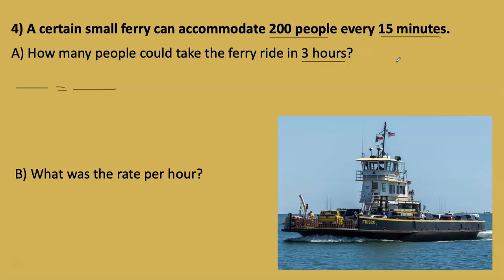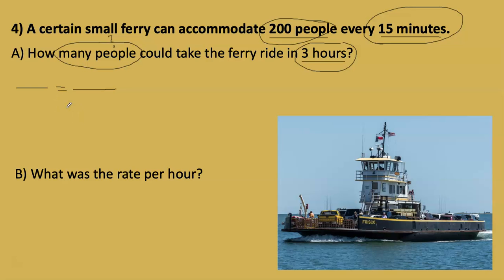That's something I noticed. And then I also noticed there has to be two pairs. So time goes with time, and people goes with people. The question is about how many people can ride the ferry in 3 hours. So I have two pairs and three numbers here, so I could solve using a proportion.